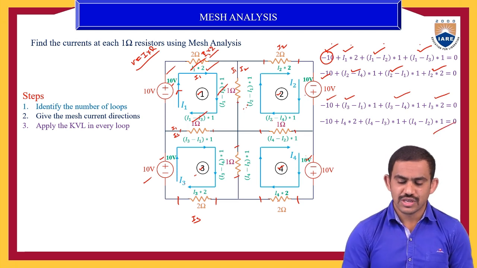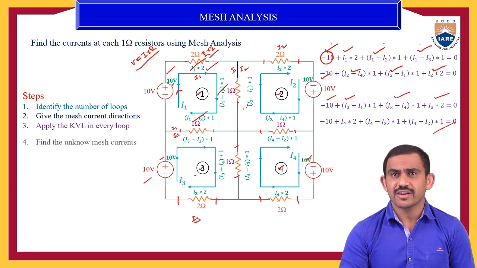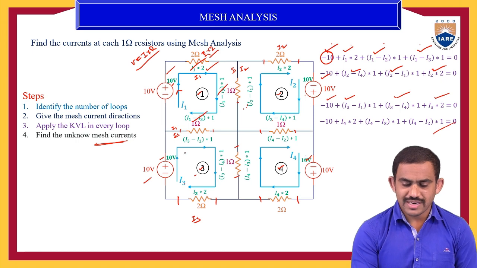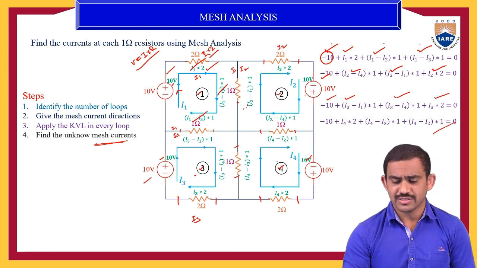So these are the 4 equations. 4 loops, 4 equations. Then just solve those equations, then we will find the mesh currents. So we'll get the mesh currents, that means I1 current, I2 current, I3 current, I4 current. Just solve the equations.